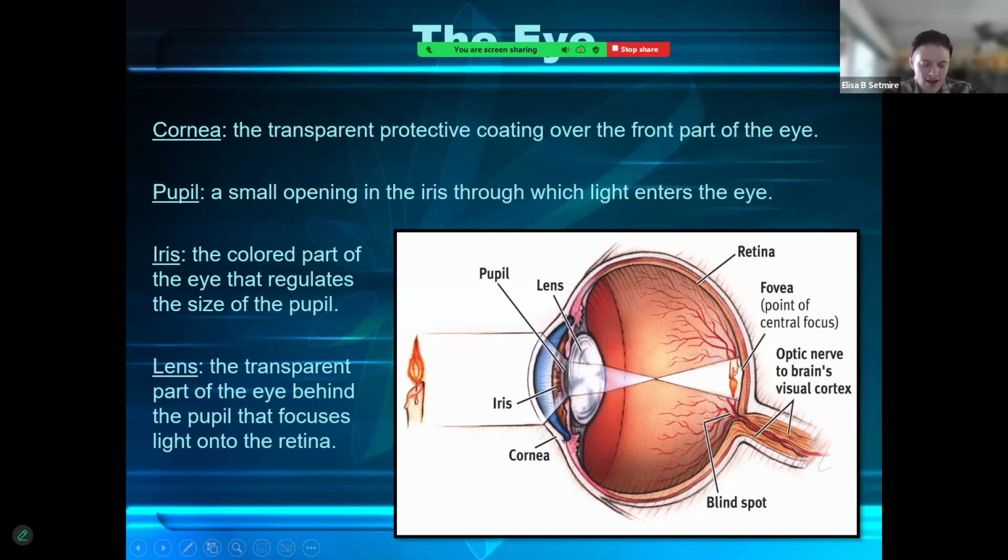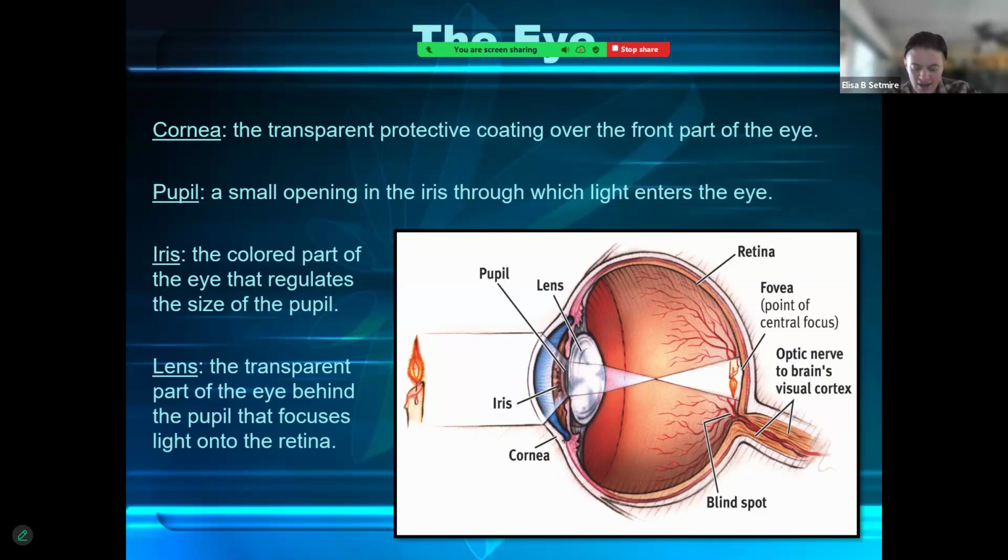But the eye has a front area called the cornea, that transparent protective coating over the front part of our eye. And if you go in from the cornea, then we have the pupil, a small opening in the iris, and this is where light is going to enter the eye. The iris is the colored part of the eye that regulates the size of the pupil.